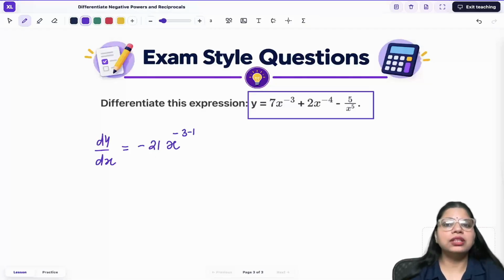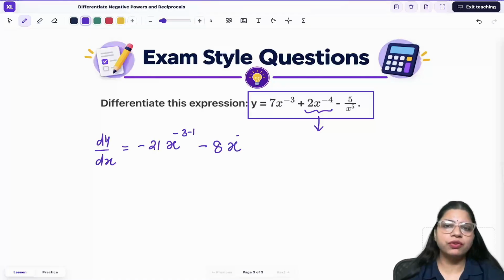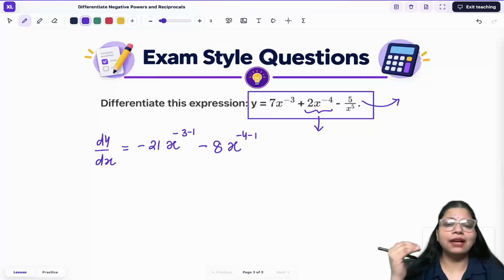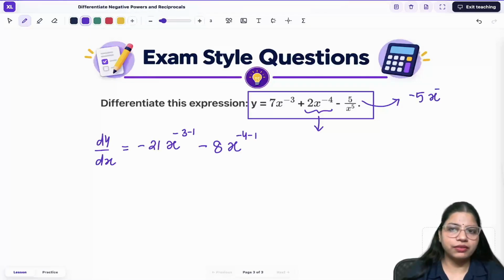Okay. Now the second term we have to differentiate. So we have indices minus 4 and coefficient is 2. If we multiply 2 and minus 4, we get minus 8 x to the power of minus 4 minus 1. And this one we can't directly do, we have to convert it. I would suggest you do this step before actually differentiating. So that would be turning it into minus 5 x to the power of minus 5, right?